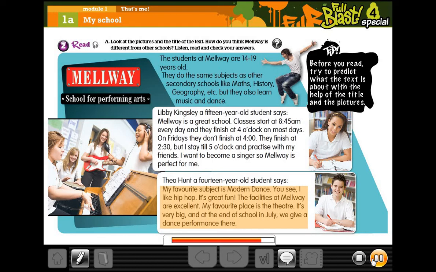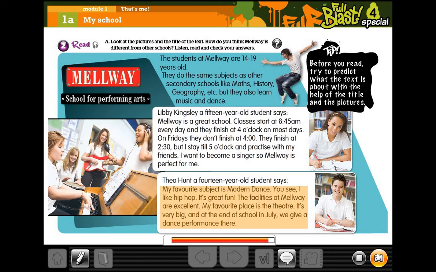I like hip-hop. It's great fun. The facilities at Melway are excellent. So here, what does Theo say is great fun? Very good, hip-hop. Please highlight this word, the facilities. Repeat after me, facilities. Again, facilities. Highlight this word, it means services or things such as buildings. Let's continue.